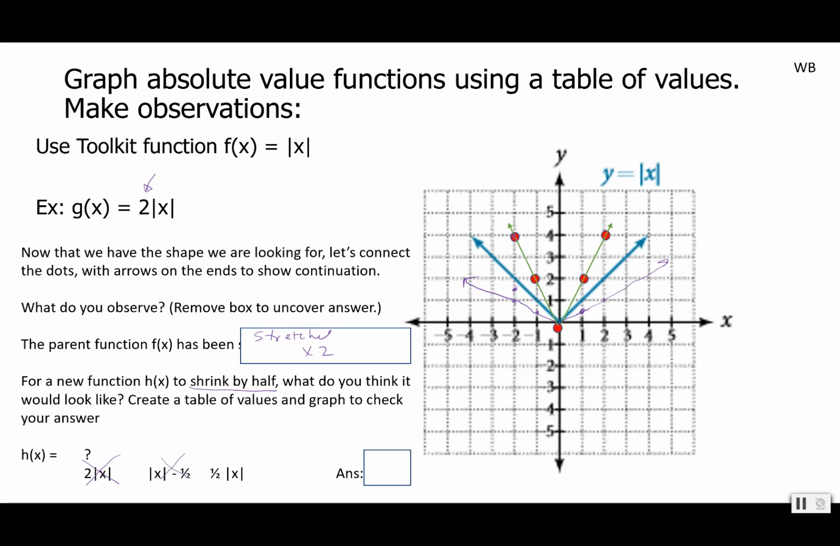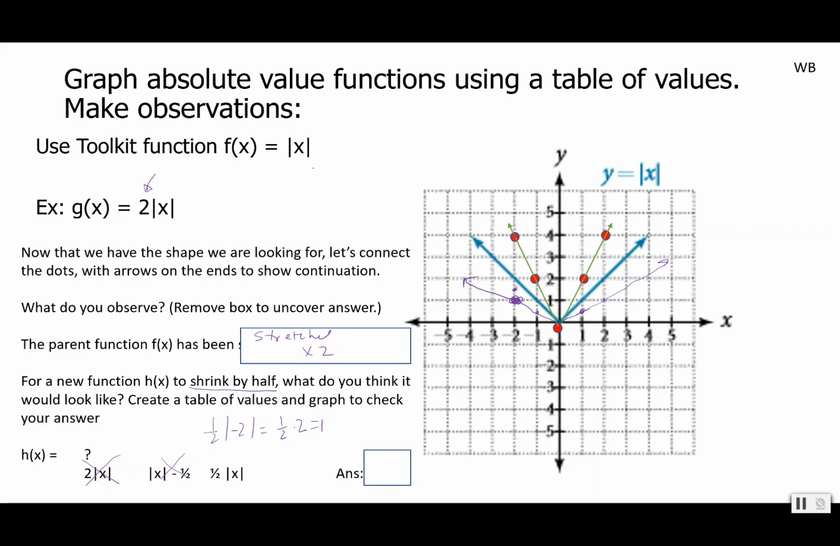Let's look at the last one. 1/2 times the absolute value of -2 would be 1/2 times 2, which is equal to 1. Finally, we got the thing that we're looking for in this graph to match up, right?